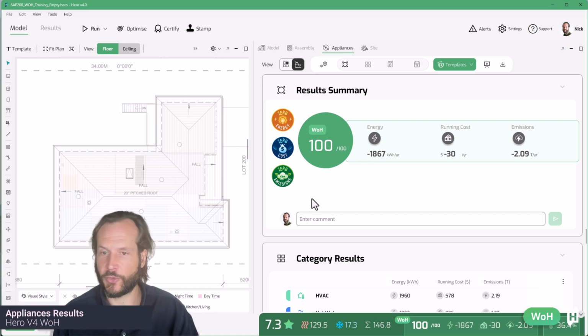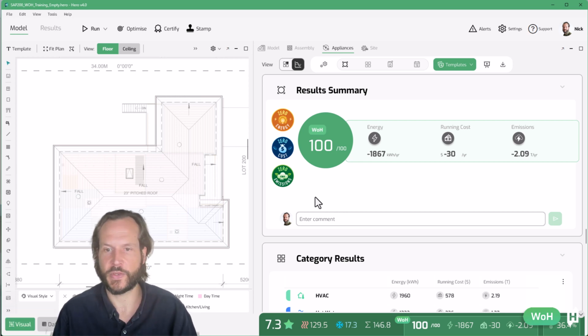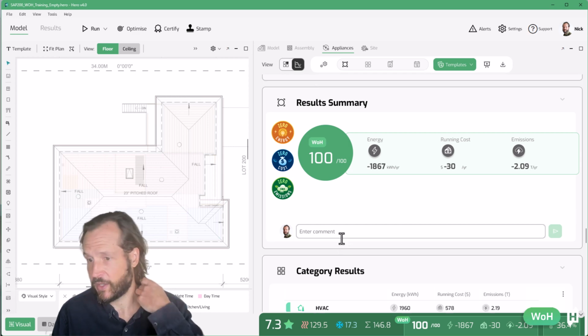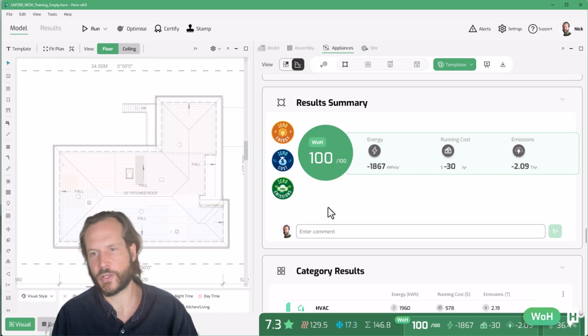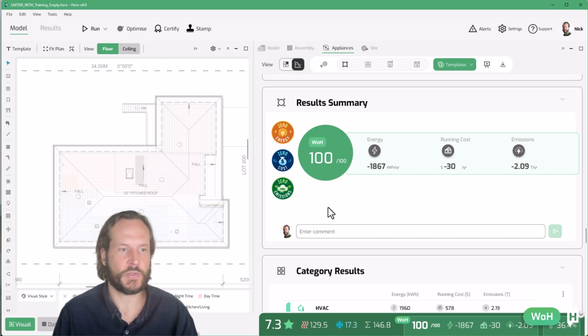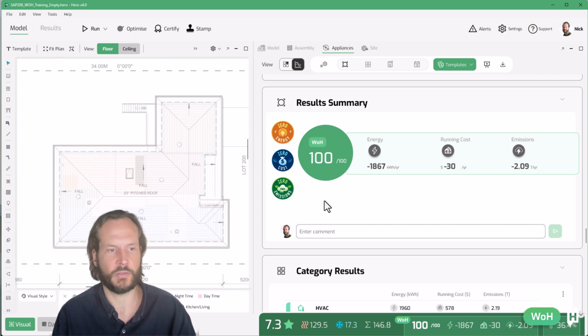Okay, we've now gone through all the categories of appliances in Whole of Home, and we have our final Whole of Home result with that 6.5 solar system and a 10 kilowatt hour battery. So let's see what the overall results are in Hero. So firstly, in the results summary, you see your annual results. Here we have our Whole of Home rating perfectly being 100 out of 100.